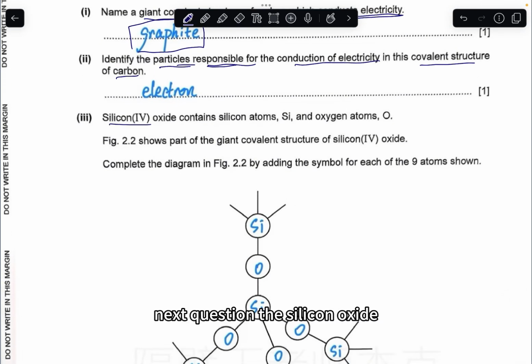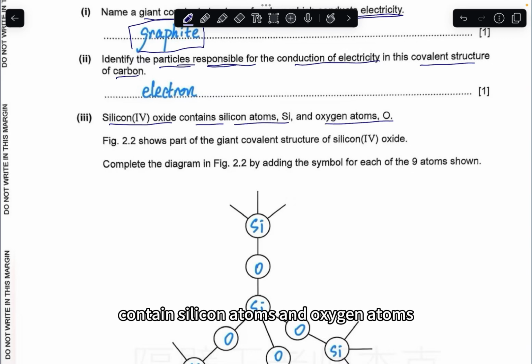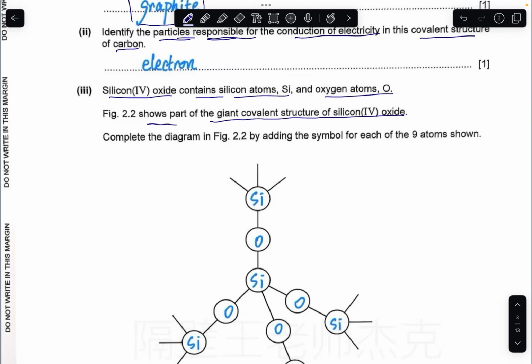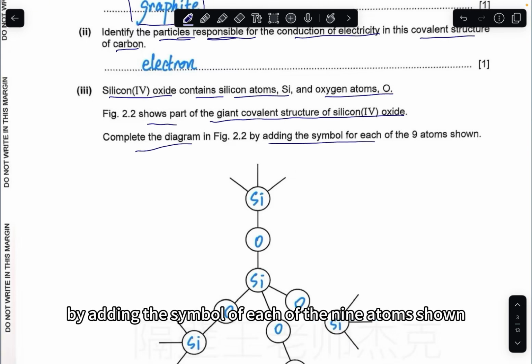Next question, silicon oxide contains silicon atoms and oxygen atoms. The next figure shows part of the giant covalent structure of silicon oxide. Complete the diagram by adding the symbol of each of the 9 atoms shown.